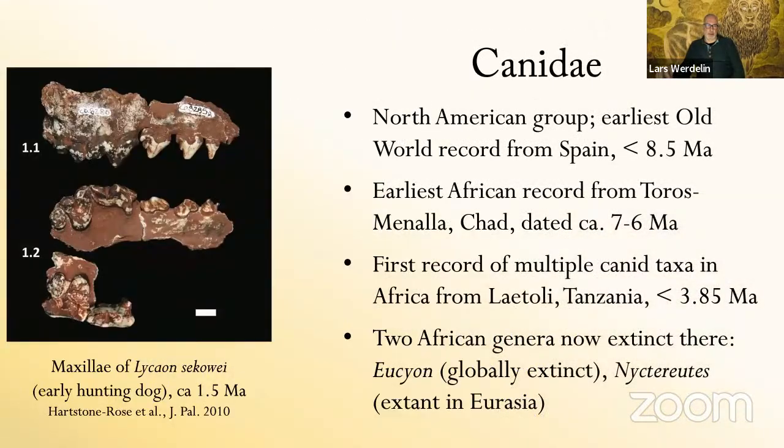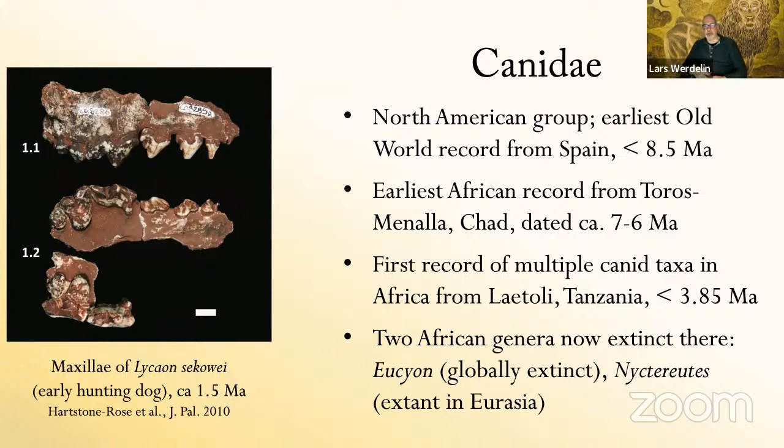So canids, the dogs, are a North American group, and they evolved in the Eocene of North America. And are very late in appearing in Eurasia, in the Old World. And the earliest record in the Old World, curiously enough, is from Spain. So as far away in Eurasia as you can get from the source area in North America, that record is from the Miocene, less than 8.5 million years old, from a site that's not particularly well dated.